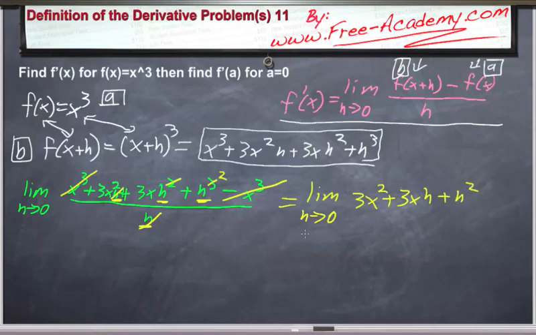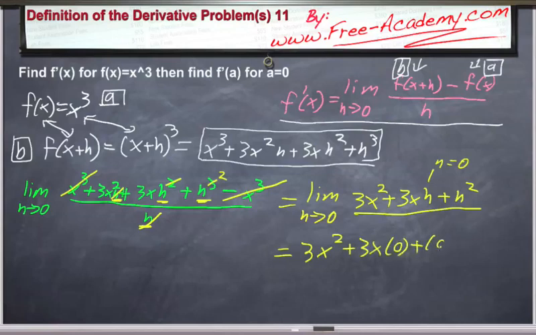Now we're going to apply the limit. We'll plug h equals 0 into that. Everywhere we get h equals 0 when we apply the limit, and this becomes 3x squared plus 3x times 0 plus 0 squared, which is of course equal to 3x squared, which is the right value for the derivative.